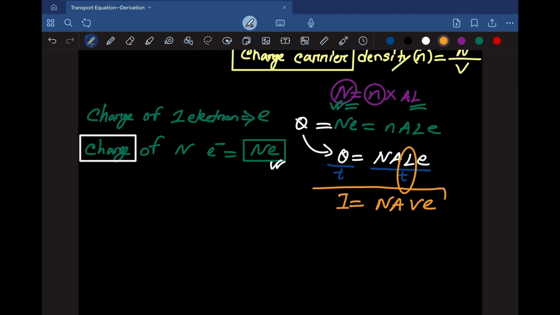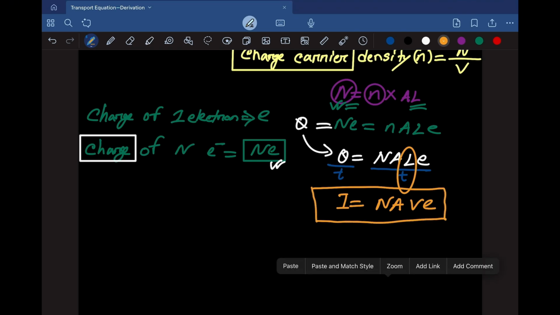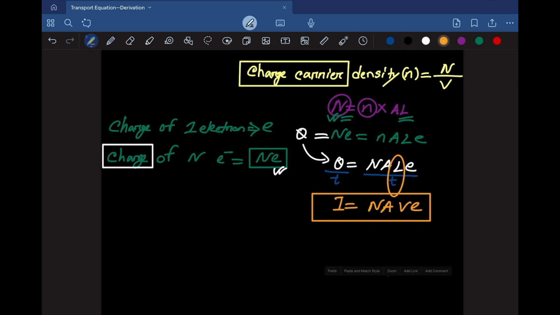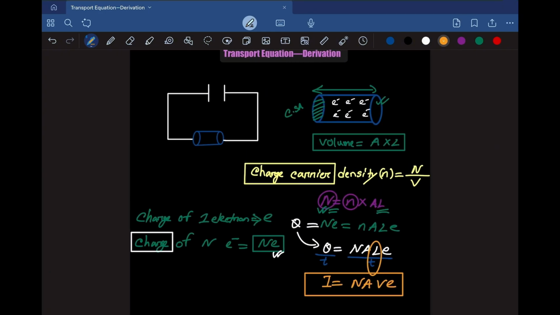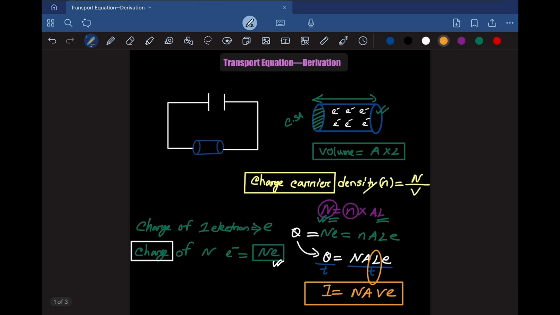So this is the derivation of the transport equation. We are done with deriving the whole transport equation. If you still have any question in terms of understanding this, then you guys can comment down below. I will make you understand through comments.